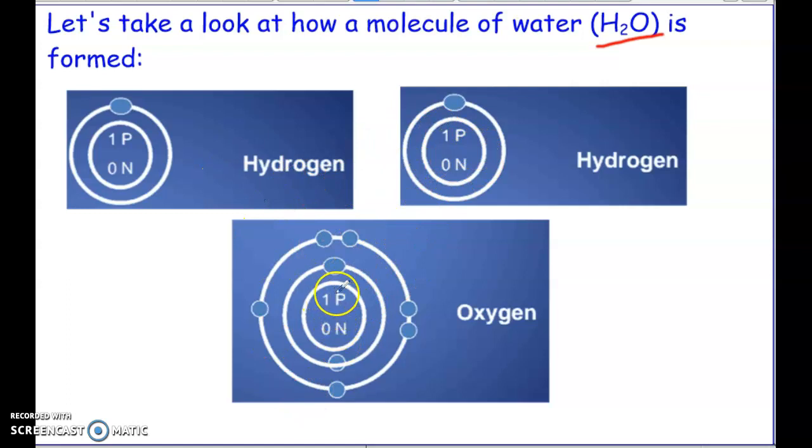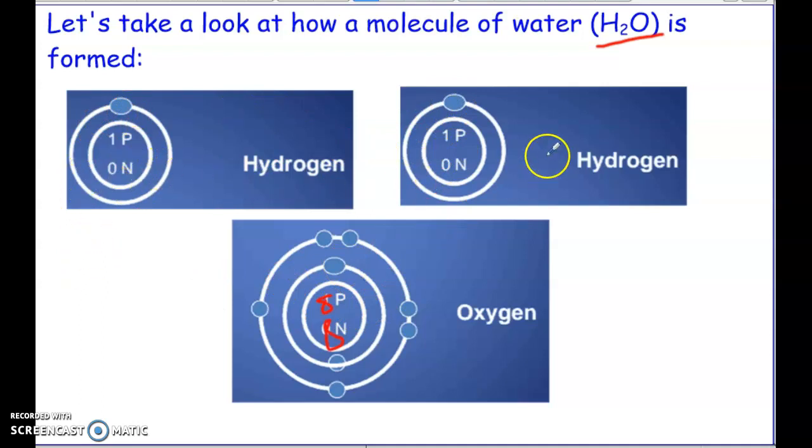And actually, oh my goodness, I just realized this picture is wrong. This should be 8 protons and 8 neutrons. They had it written as another hydrogen. Jeez Louise. Anyway, I'm going to show you this picture for the Bohr-Rutherfords, but then I'm going to show you what I expect, which will always be the Lewis dot.